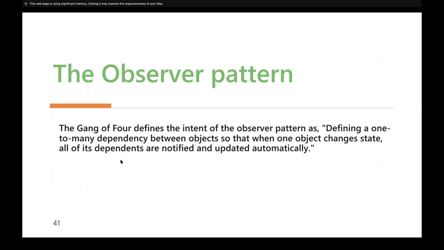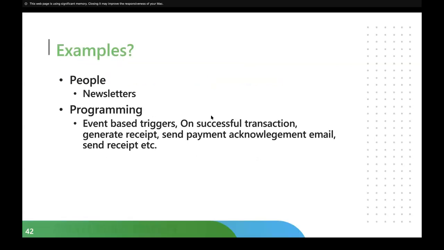So here, let's read through this definition together. So Gang of Four, they define the intent of observer pattern as defining a one-to-many dependency between the objects, so that if one object changes its state, all of its dependents are notified and updated automatically. Okay, so I think this is a little bit clearer explanation compared to the rest, but still, let's look into the examples.